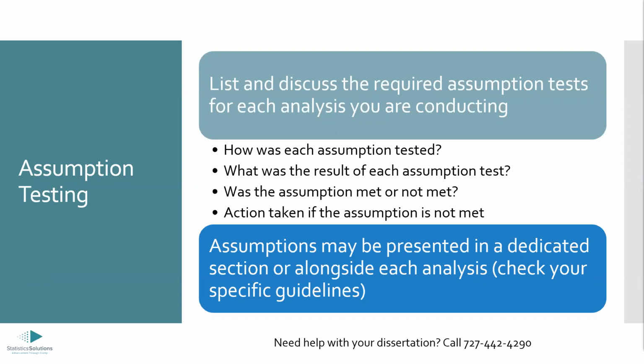And then if the assumption was not met, you will want to discuss any action that you took to account for the fact that the assumption was not met. So if you conduct your analysis and you find out the assumption of normality is violated, then you'll want to talk about what you're going to do about that. So are you going to try to transform the data so that the data are normal? Or are you going to run an alternative test like a non-parametric test, which doesn't require the normality assumption? So you'll want to state what you're going to do, or what you did rather, if that assumption is not met.